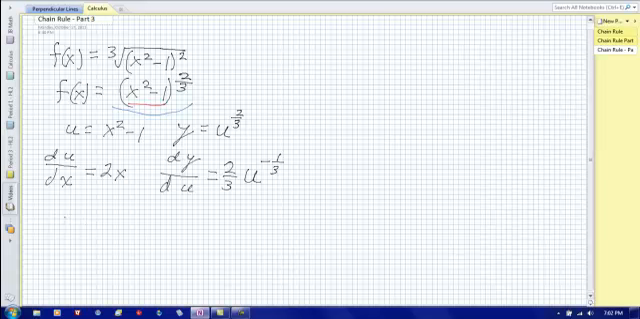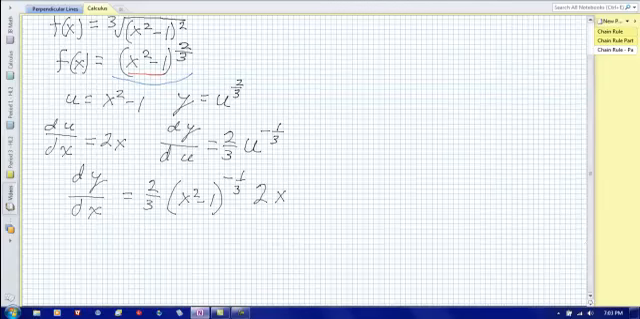Okay, so let's look at our whole function, the f of x. We'll call f of x y, so we'll have dy over dx is equal to dy du, so 2/3. Now we're not going to put u in here. We want the function we call u, so it's that x squared minus 1. So we place that in there. And now we've got the negative 1/3. Okay. Now we take the 2x. All right. Well, that is the derivative.